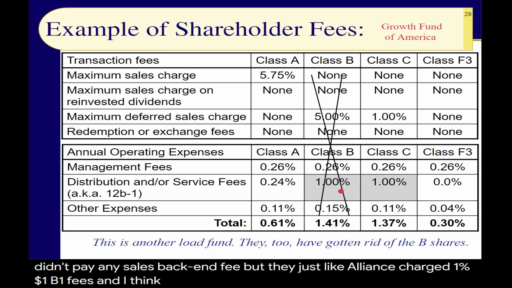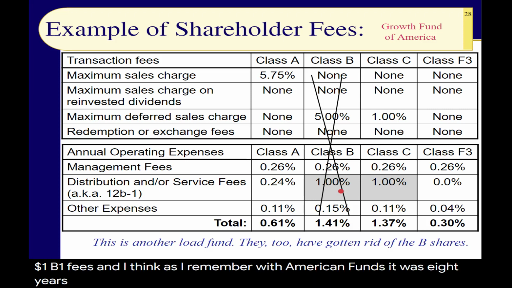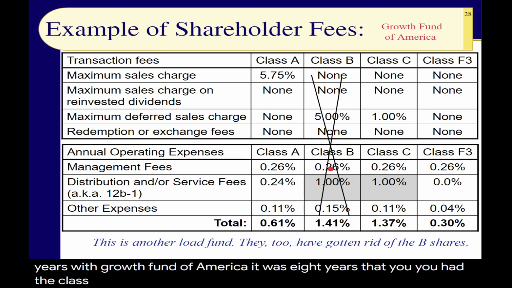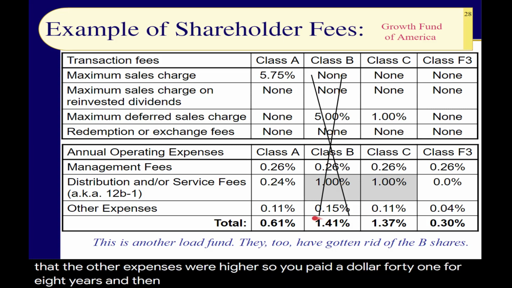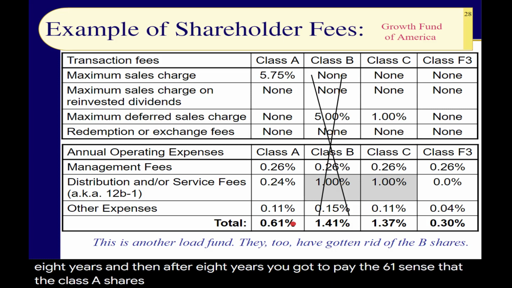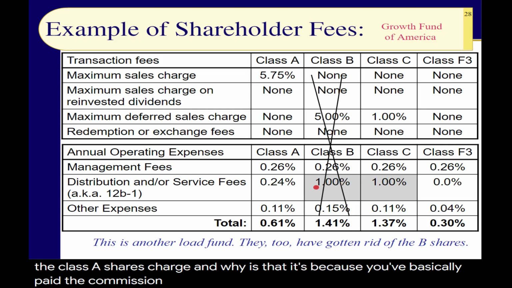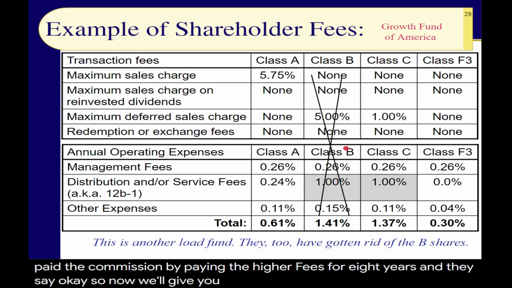And I think, as I remember, with American Funds, it was 8 years. With Growth Fund of America, it was 8 years that you had the Class B shares, and then they became the Class A shares. And notice that the other expenses were higher, so you paid $1.41 for 8 years, and then after 8 years, you got to pay the 61 cents that the Class A shares charge. And why is that? It's because you've basically paid the commission by paying the higher distribution fees, the higher 12b-1 fees for 8 years, and they say, okay, so now we'll give you the Class A shares.